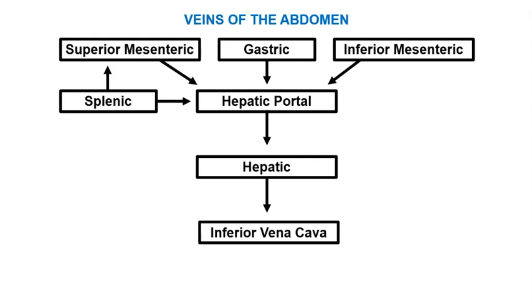But we also see that the liver functions very heavily in processing nutrients from the digestive system, and so it makes sense that the blood with those absorbed nutrients from those digestive system organs is then shuttled to the liver for processing. After being processed by the liver, the blood leaves the liver through the hepatic vein, and the hepatic vein drains its blood into the inferior vena cava.